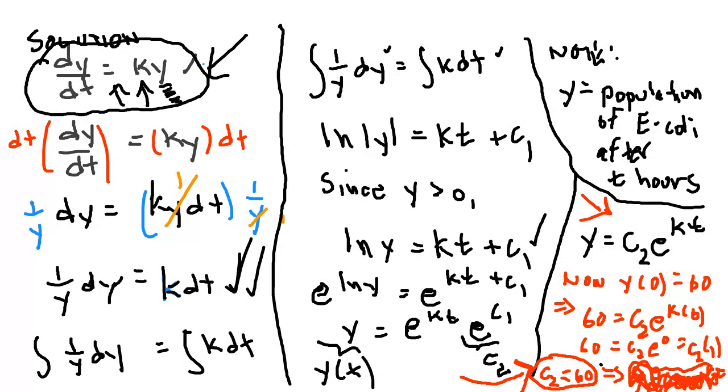For the problems in section 7.4, the differential equations are going to be of this form: dy/dt equals k times y. And look what happened. We solved the differential equation, and we ended up getting y equals a constant C2 times e to the kt power.